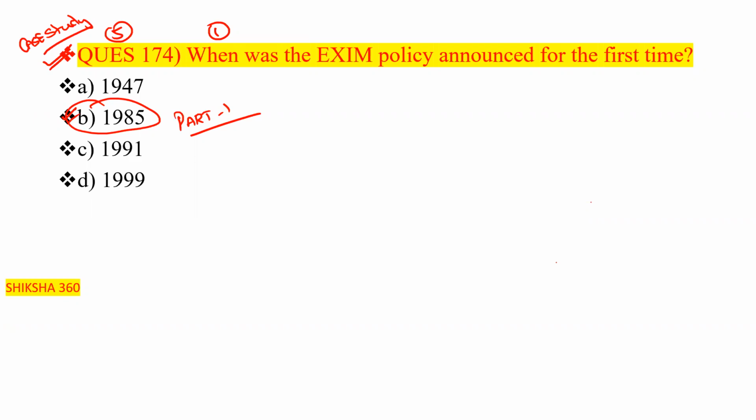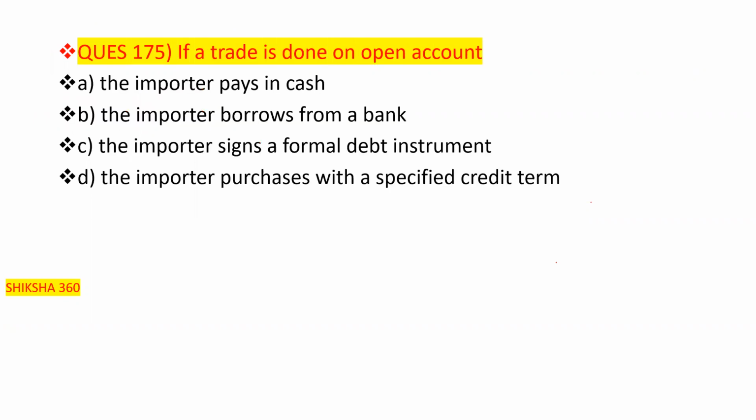Now move to the next question. Question number 175. Please go through the question. If a trade is done on the open account, clear? I think we have already discussed this in factoring. If the trade is done on the open account, the importer pays in cash, the importer borrows from a bank, the importer signs a formal debt instrument, or the importer purchases with the specific credit term.